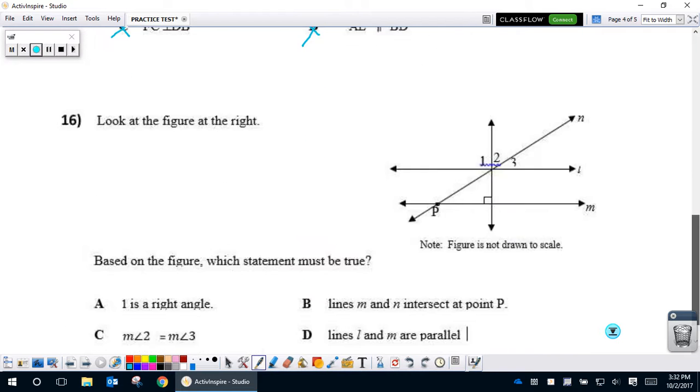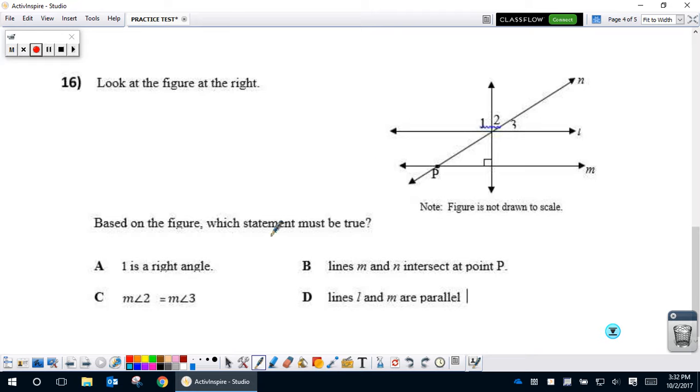Okay? And then in 16, based on the figure, which statement must be true? So I'm going to go out on a limb and tell us that it doesn't tell us anything is parallel. They don't come out and say that, so you can't assume. Okay? So these are corresponding angles, but since the lines aren't parallel, we can't assume that that's a right angle. We also can't assume that the lines are parallel. You can't assume that 2 is 3. The only thing we really know is that line M and line N intersect at point P.